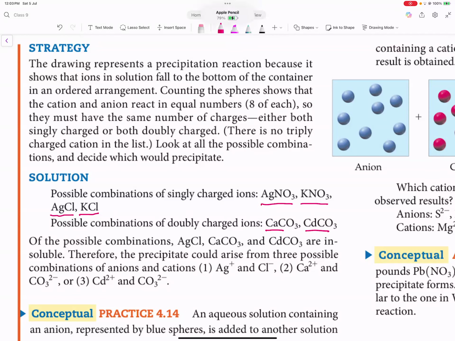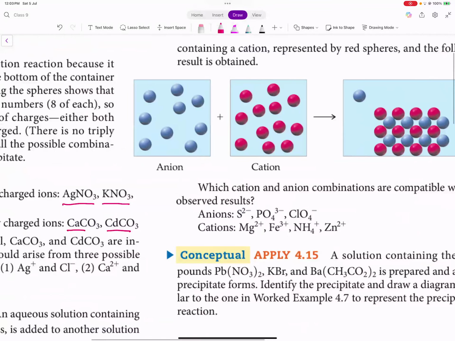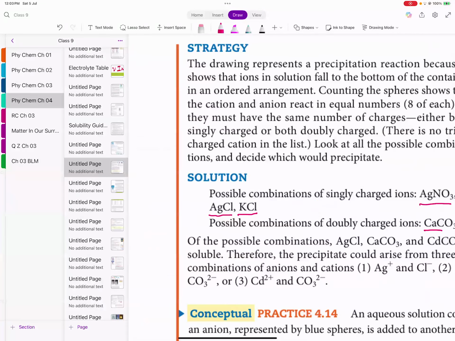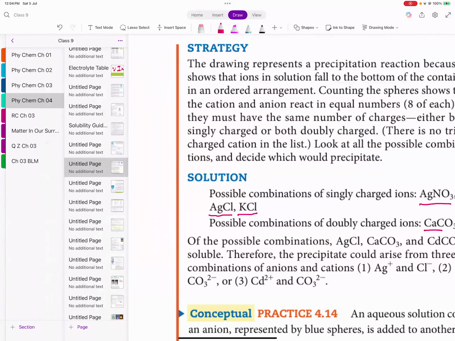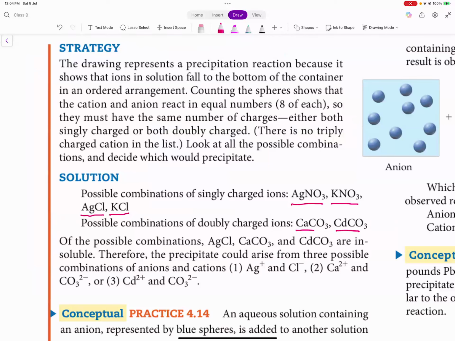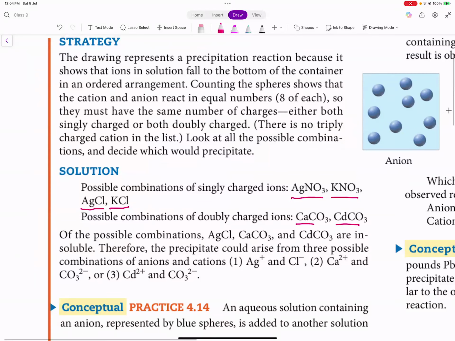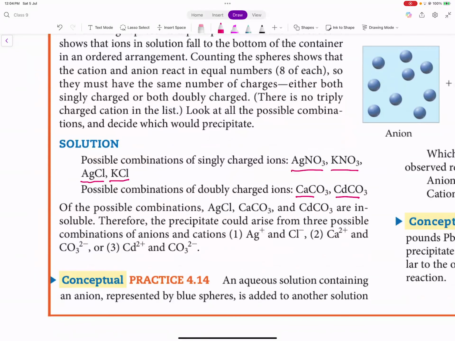Now we have to only consider 1:1, because only 1:1 have been formed. We can also say that CaCl2 will be formed, but as we can see the number of cations is the same as the number of anions. So red spheres are the same in number as the blue spheres. So we are only considering 1:1. That is why we are not considering CaCl2, Ca(NO3)2, CdCl2, Cd(NO3)2, because we are considering 1:1.